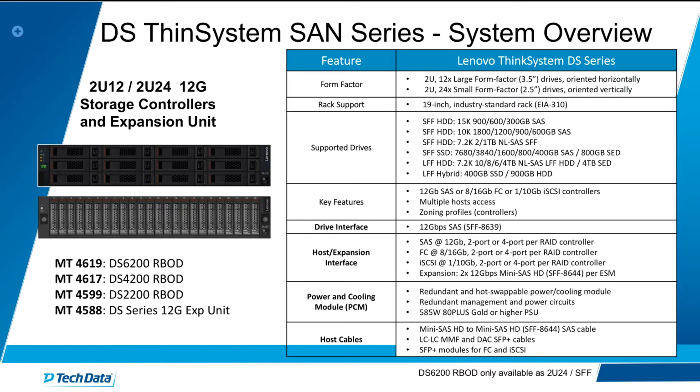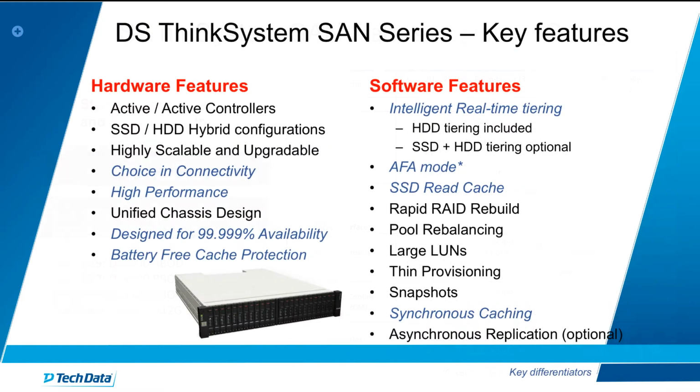Some key features for the DS ThinkSystem SAN Series would be 12 GB SAS or 8 GB fiber channel / 1 GB 10 gig iSCSI connections. So we have multiple host access capabilities and zoning profiles. The hardware features include active-active controllers, dual SSD HDD hybrid configurations, highly scalable and upgradable, and some key features are choice and connectivity. You have the capabilities of having SAS connected capability and fiber channel / iSCSI capabilities in one controller. High performance, unified chassis design, and designed for 99.99% availability with a battery-free cache protection.